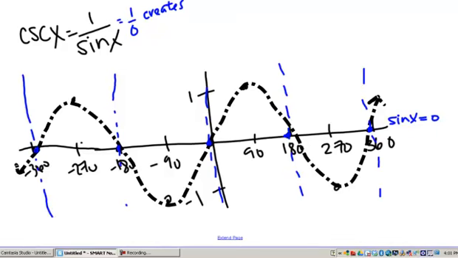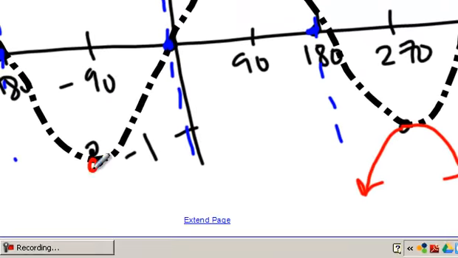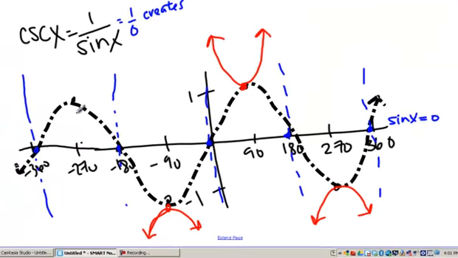Okay, from here it's easy. All you do, put a dot at the high, you make U's. And at the low, high and low. And we just graphed it.